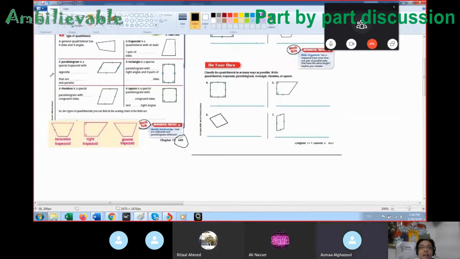Okay? Sides that are parallel? No, that are two and parallel, yes. So that are what and parallel? Yes, special trapezoid with opposite sides.